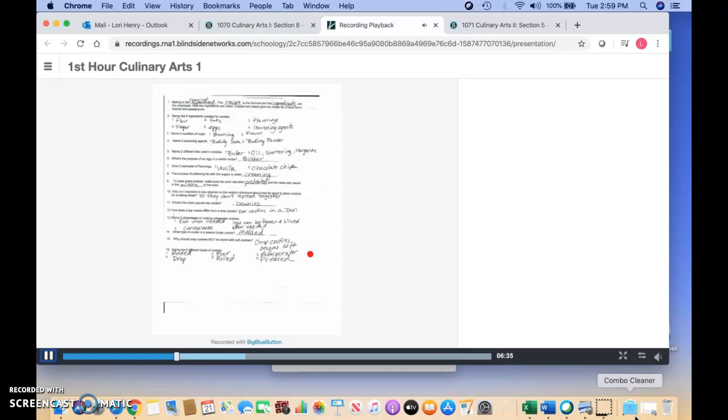What's the most popular bar cookie? That would be brownies. How does a bar cookie differ from a drop cookie? Well, obviously bar cookies are in a pan.